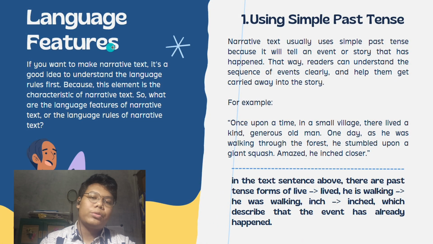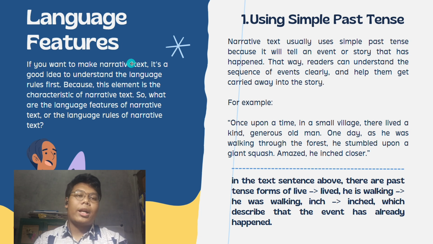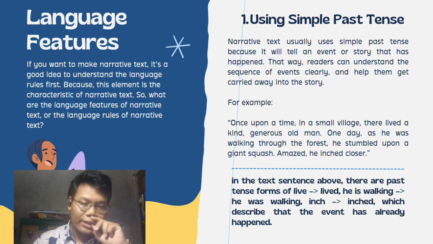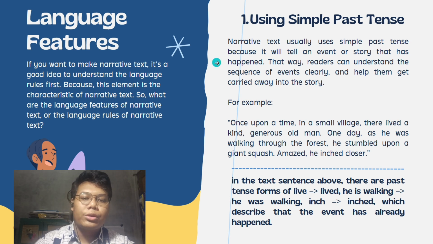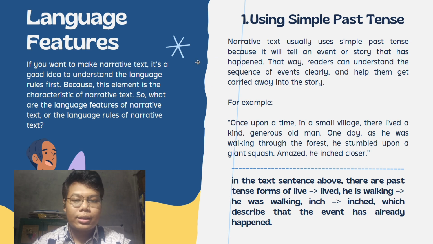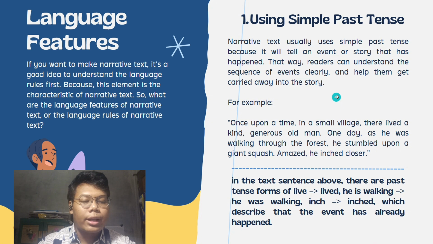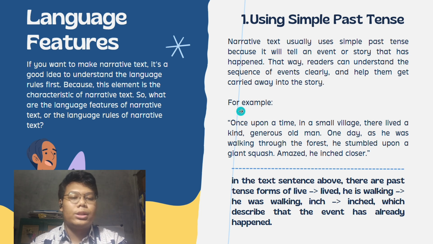Then we move to the language features. If you want to make a narrative text, you should know the language features used in the narrative text. It is a good idea to understand the language rules first before you make the narrative text. So the first one is using simple past tense. Narrative text usually uses simple past tense because it will tell an event or story that has happened. That way, readers can understand the sequence of events clearly and get carried away into the story.